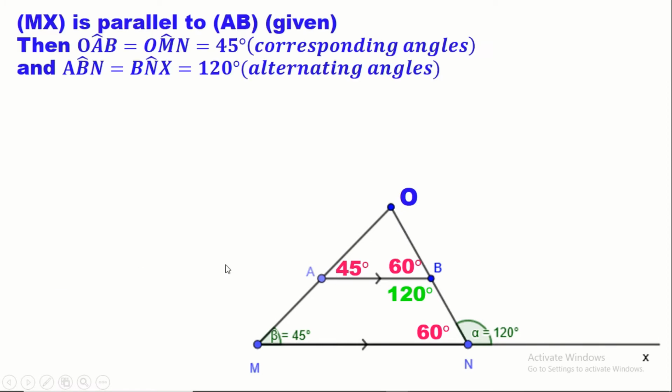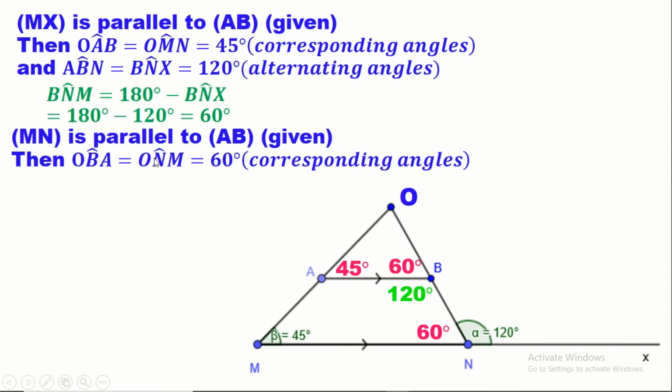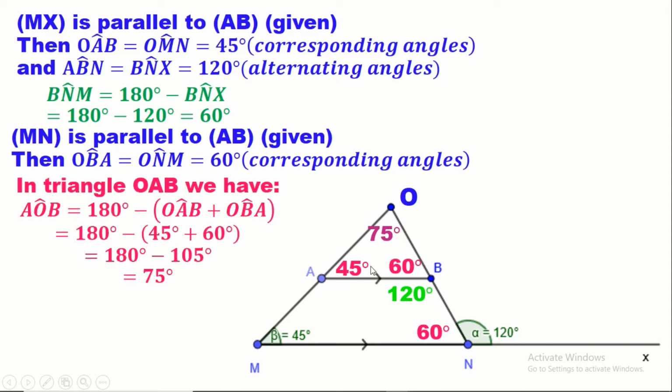Well, if you note something, here we can write down that we have a triangle OAB. Then the third angle, since the sum of the angles in a triangle is 180 degrees, we can find by subtracting from 180 degrees the other two angles, which are OAB and OBA. We get that this angle is 75 degrees.